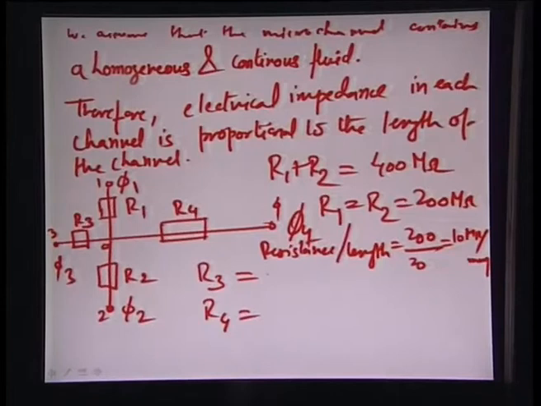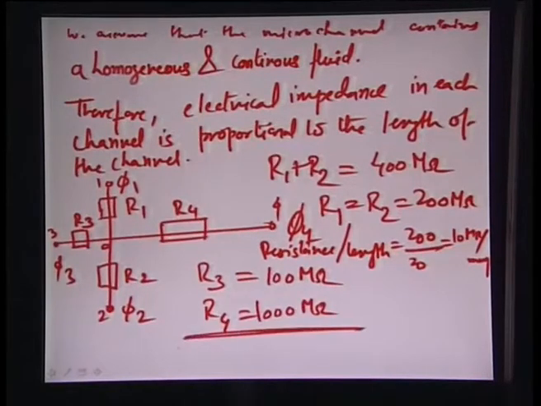So the length of R3 is about 10 millimeters, which means resistance is about 100 mega ohms, and the length of R4 is about 100 millimeters, which means the resistance is about 1000 mega ohms. So essentially R4 being the longest channel also has the highest resistance. So all said and done, we need to somehow solve this problem using some circuit theory approaches.